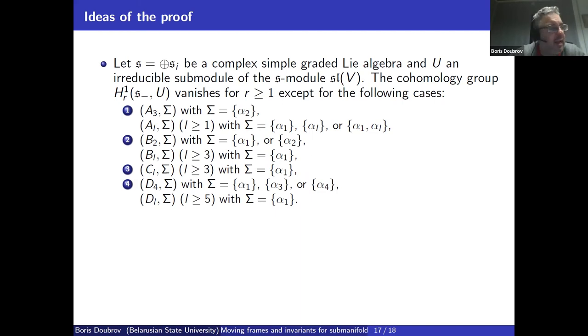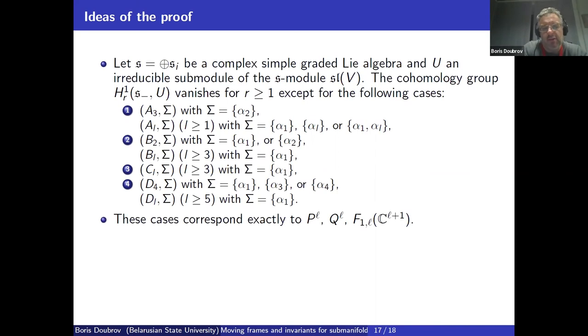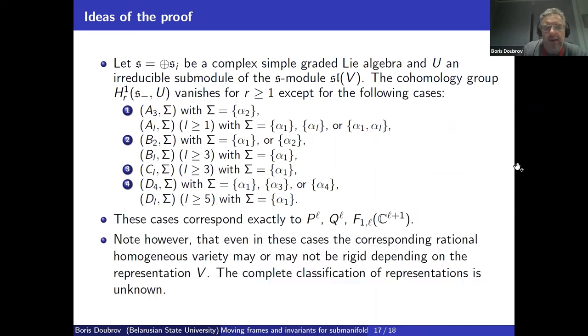So both PGL(n+1) and the symplectic group would act transitively on projective space. So in both cases, we might get interesting non-rigid cases. So this is what I clarify here. And this is exactly, Boris, what you meant.